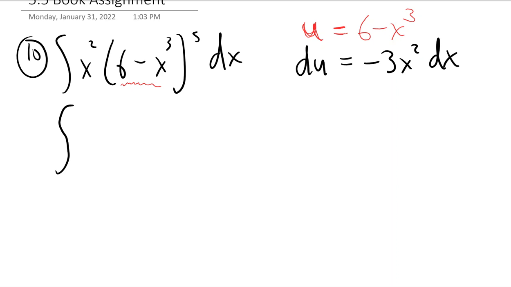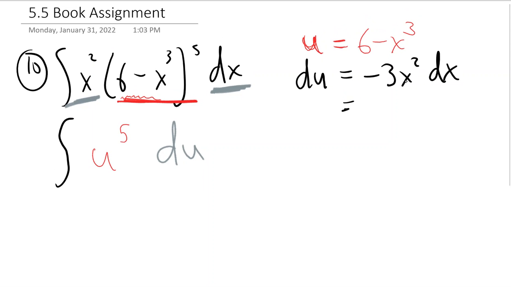So when I start to rewrite this, all of this can now be called u to the fifth. And I need to change this stuff into u's also. We're changing everything into u's. Well, it's tempting, and a lot of times this is just going to be du, but we can see du is not equal to x squared dx. Du is equal to negative 3x squared dx. So on this question, we need one more line.